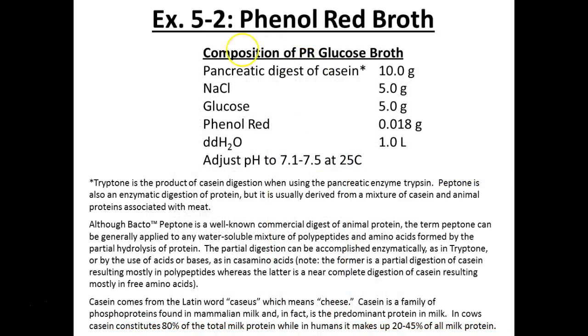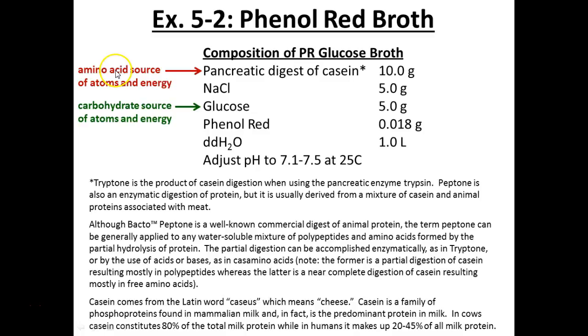So it contains pancreatic digestive casein. This is the white protein in milk, and so that's the protein source. Our formula contains salt, so it's isotonically balanced. It contains glucose, which is what they could ferment if they choose to, and phenol red as our pH indicator. And then just water, and the pH is adjusted to around neutral, which is why the tubes start out kind of an orangey red color.